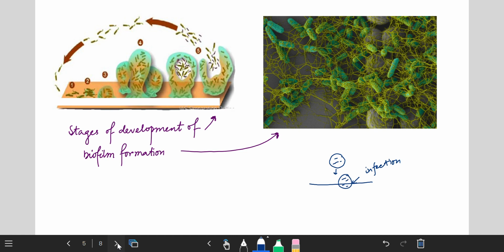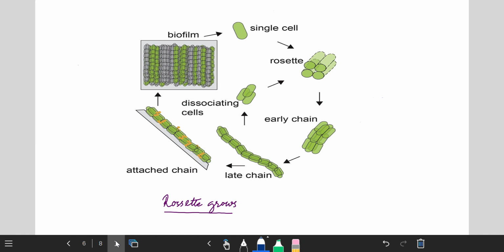Okay. Before creating the biofilm, they grow in a rosette-like structure to form a long chain. A single cell creates a rosette-like structure which slowly grows to a wide chain. These wide chains attach to each other and form the biofilm. Okay, that is known as rosette growth.